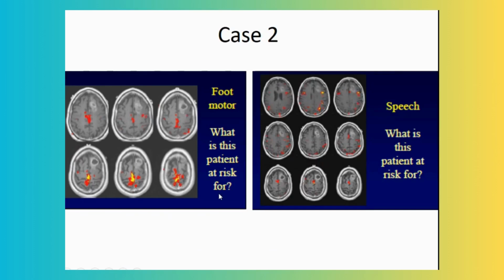So this patient is at risk for SMA syndrome because it's a superior frontal gyrus, more anterior to this motor cortex, and the motor cortex is just behind it. And this tumor is also in the SMA area. So this patient is also at risk for SMA syndrome because the motor cortex is behind it.